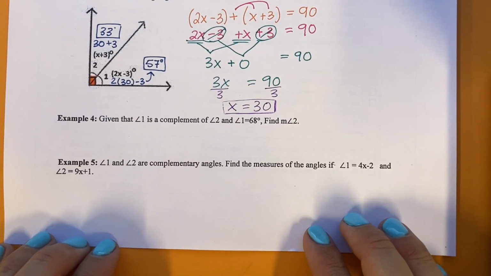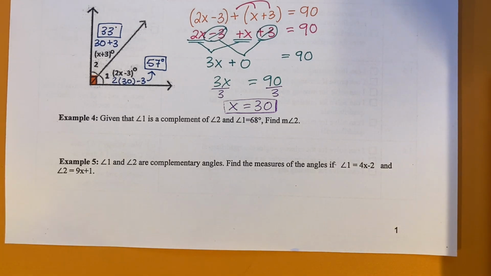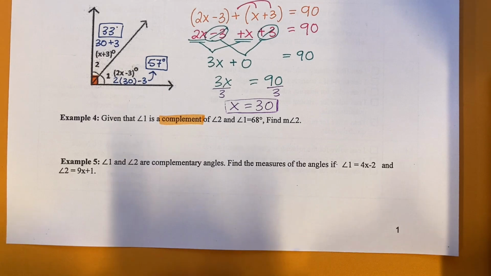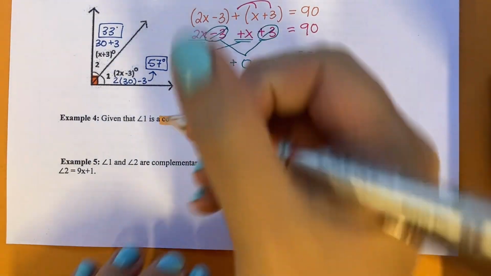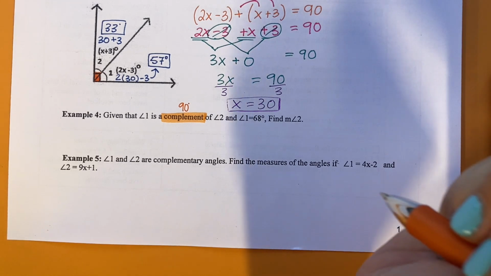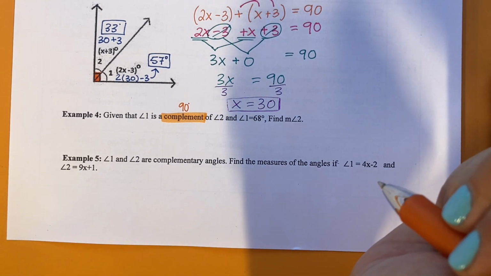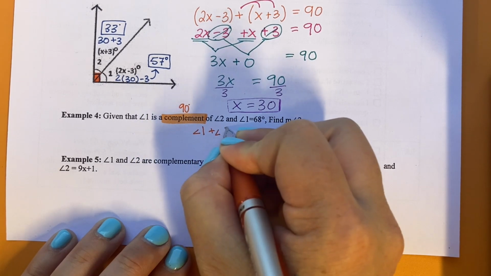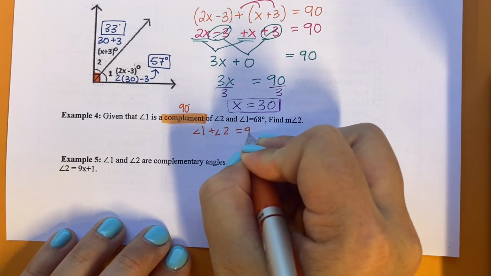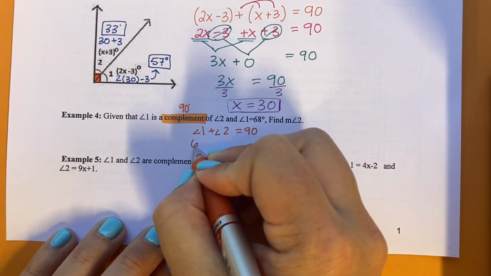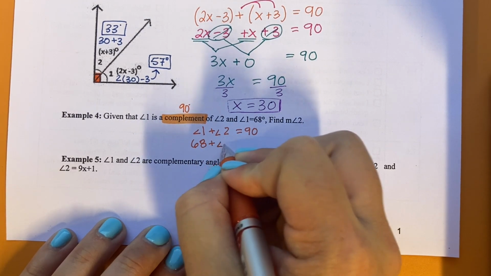Example 4. Given that angle 1 is a complement, complement means 90, of angle 2, and angle 1 is 68 degrees, find the measurement of angle 2. So that means angle 1 plus angle 2 equals 90 degrees. And they told me the angle 1 is actually a 68.